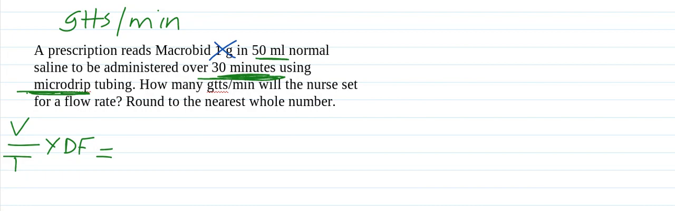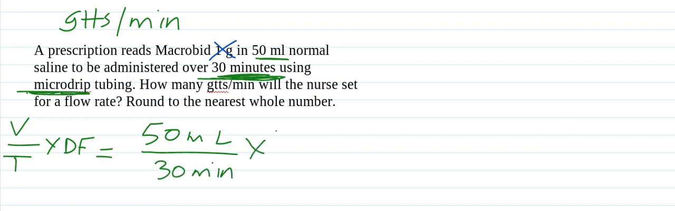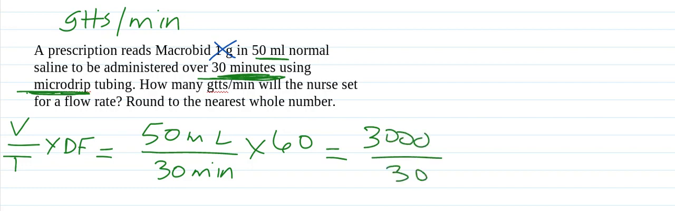So let's plug in our numbers. We have a volume of 50 milliliters. Our time is 30 minutes. Times our drop factor of 60. That's going to give us 3,000 over 30. And when we divide that out, that's going to give us 100 drops per minute.